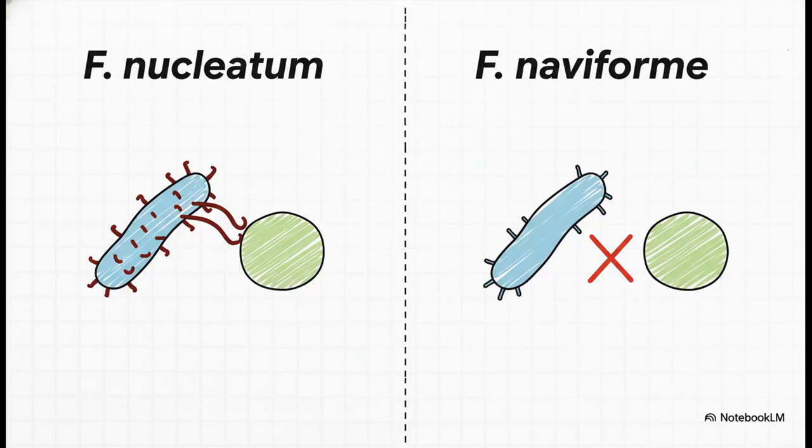First off, there's a really critical point we need to understand about its pathogenesis. Fusobacterium naviforme is missing something called the FadA adhesin. Now, this is a key virulence factor that its cousin, Fusobacterium nucleatum, uses to latch on to host cells. This is a huge distinction. It tells us that Fusobacterium naviforme must have a completely different playbook for colonizing tissues and causing disease.